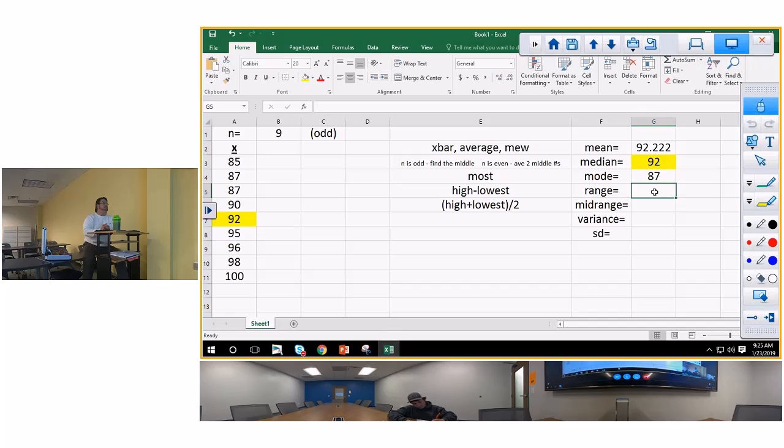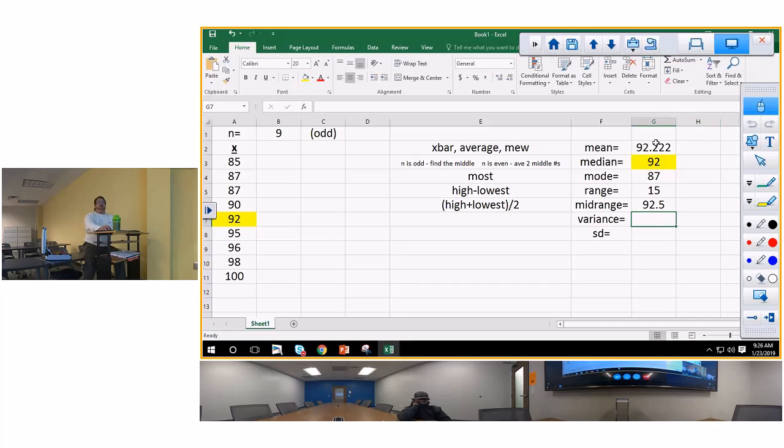Range is the highest minus the lowest. And the mid-range is equal to the highest plus the lowest, divided by 2. So all of those numbers you should have. And I think this is 6A. We're going to get into 6C here and 6B in a little bit.